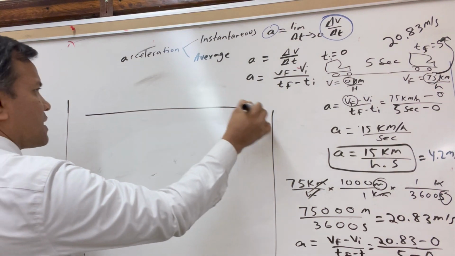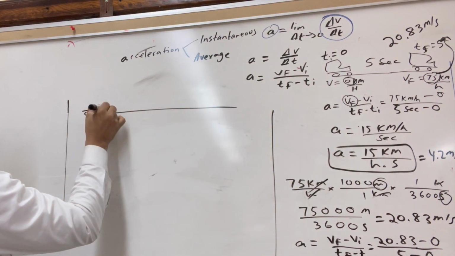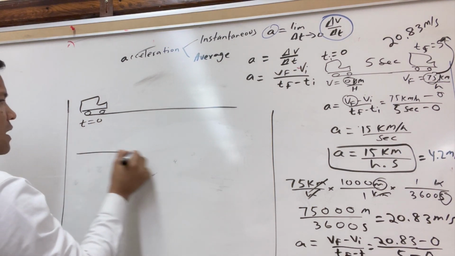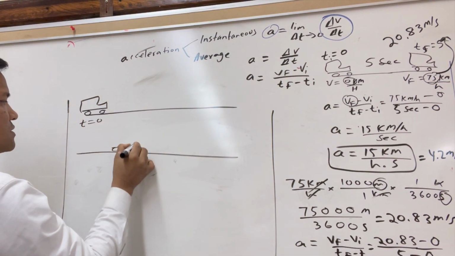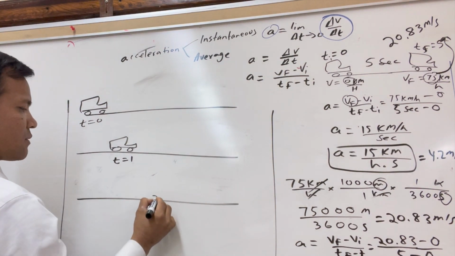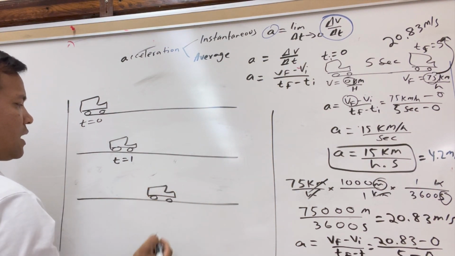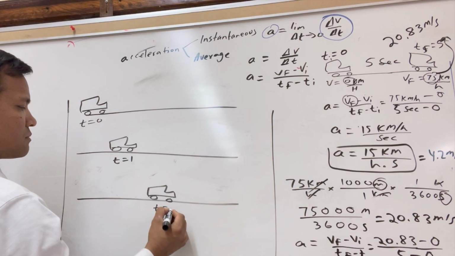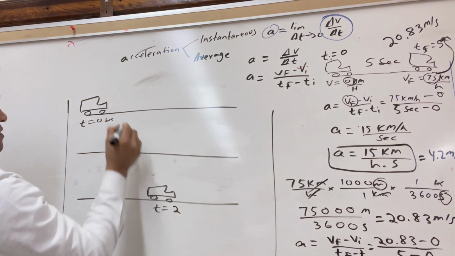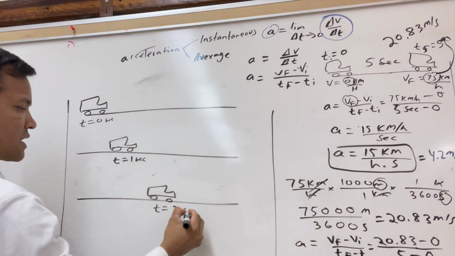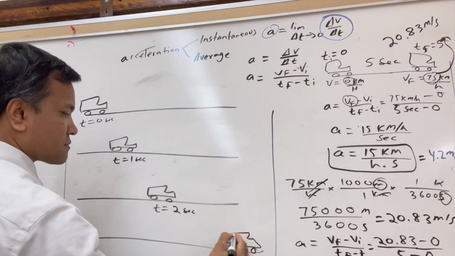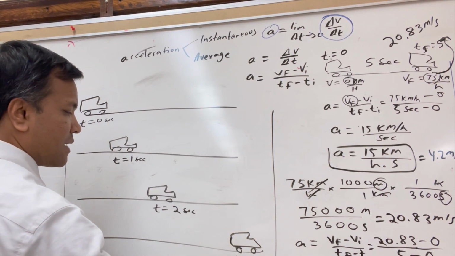Now, what we'll do is consider four scenarios. Let's say the same car is right here at t equal to 0. The same car is now right here at location 2, t equal to 1. The same car is now right here at t equal to 2 seconds. And the same car is right here and t is equal to 5 seconds.